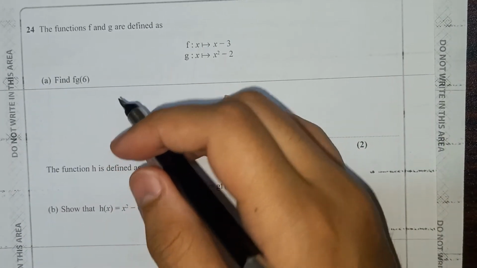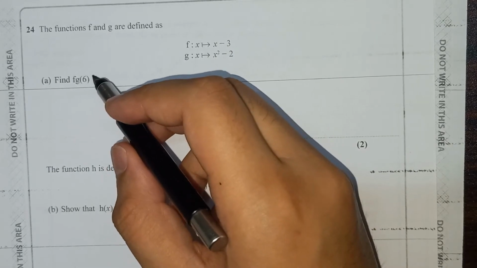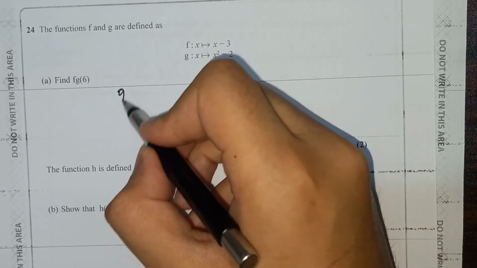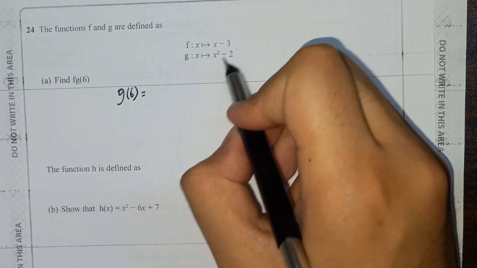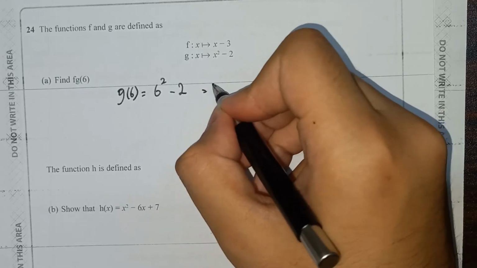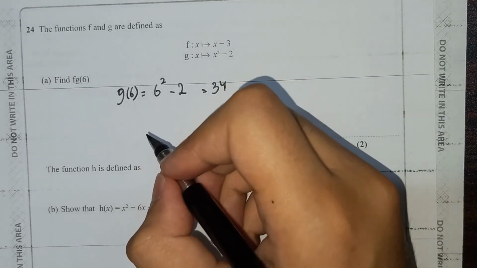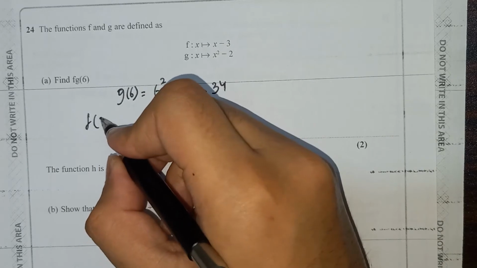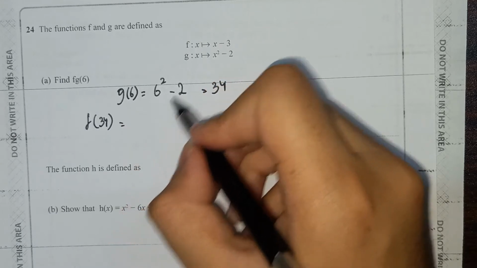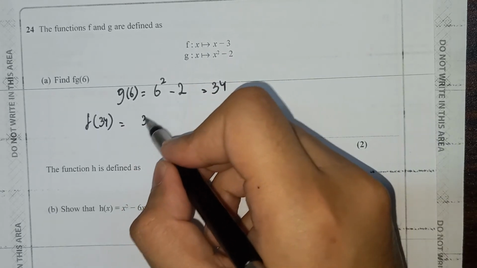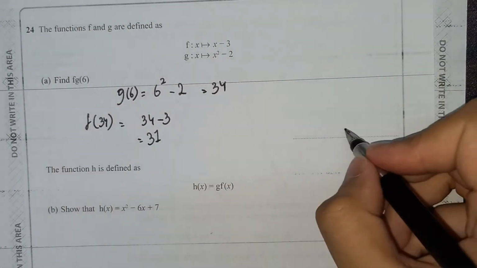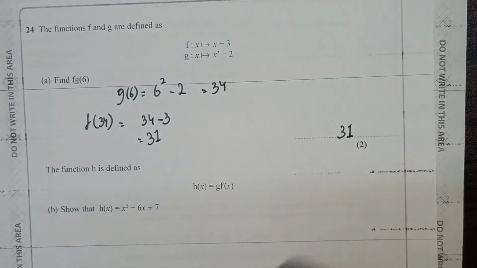So I'll just calculate it. What is g6? First, start calculating from the right side. That's the simplest example I can give. So g of 6 is, in place of x, just substitute 6, which gives us a total of 34. Now f of g6, which means 34, you have to calculate, which gives us, place 34 in place of x, subtract 3, you have 31. So our answer is 31 over here. 2 marks guaranteed.